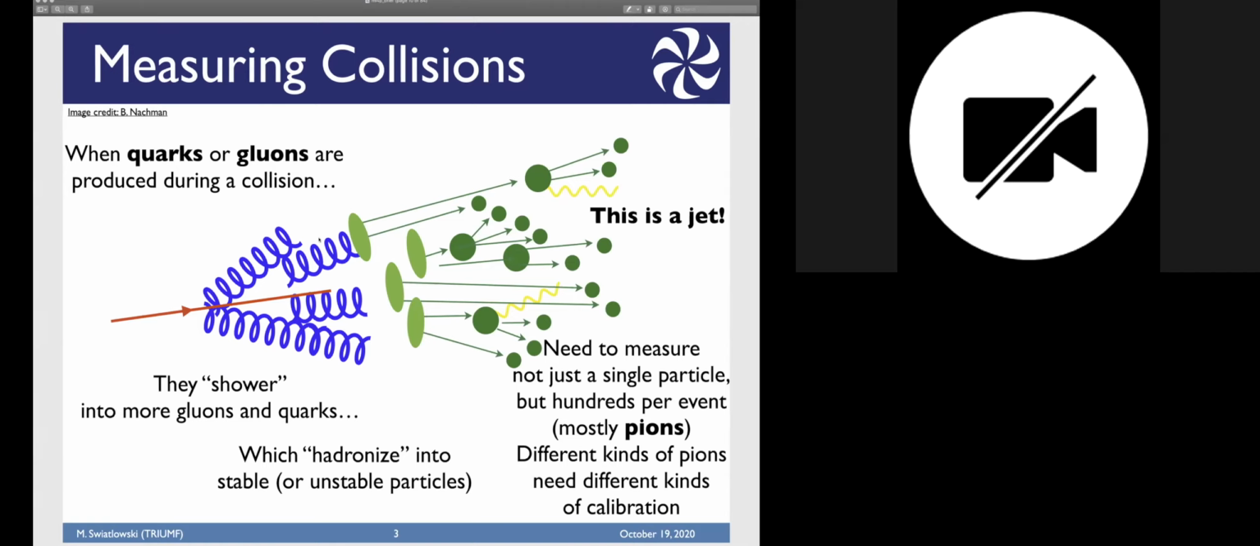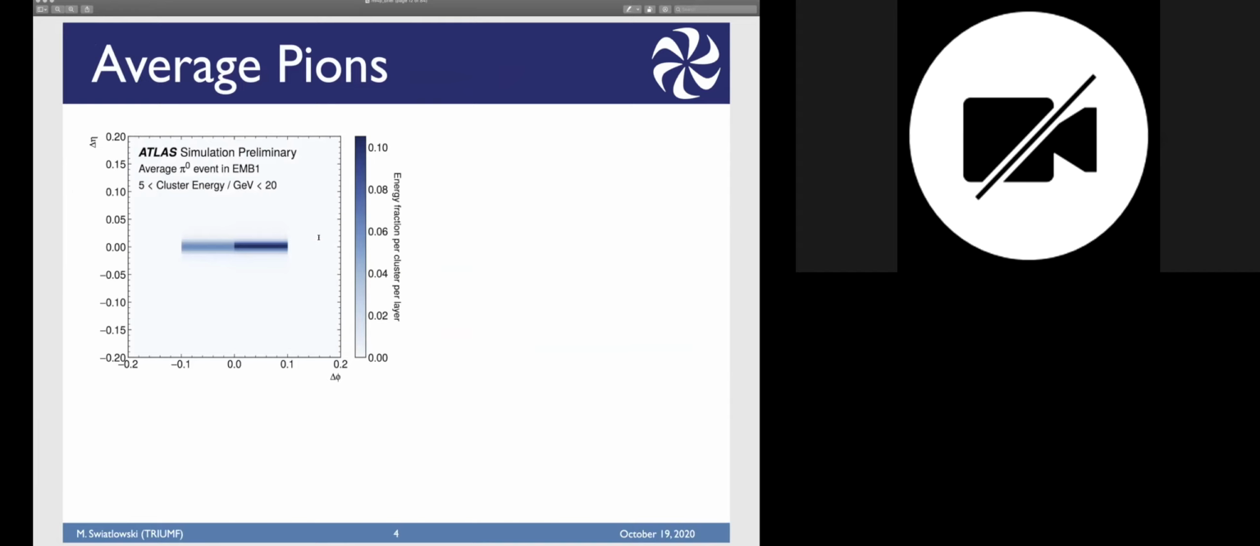But when we measure a jet, we're not just measuring a single particle, but really hundreds per event. And mostly these are pions. And there's different kinds of pions that end up needing different kinds of calibration. And so our goal with this work is to identify, can we use the huge information we have in the calorimeter to figure out what the right kinds of calibrations are for each different kind of pion. So what do I mean about different kinds of pions and how are they different?